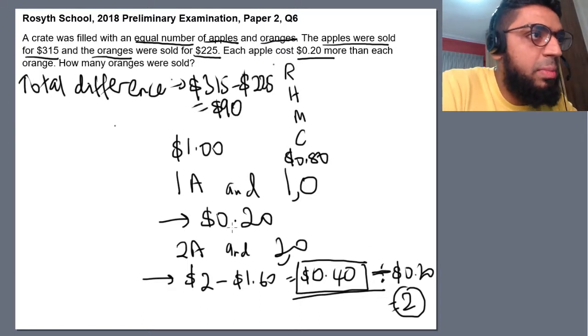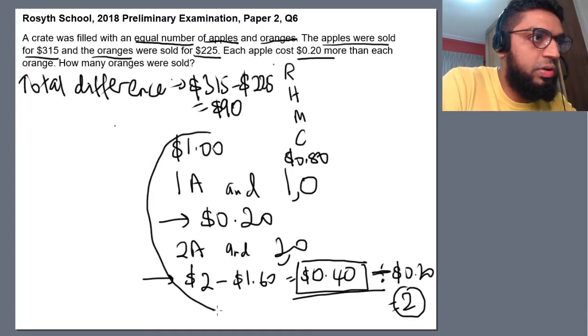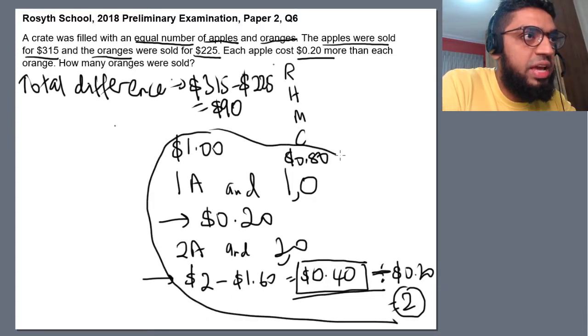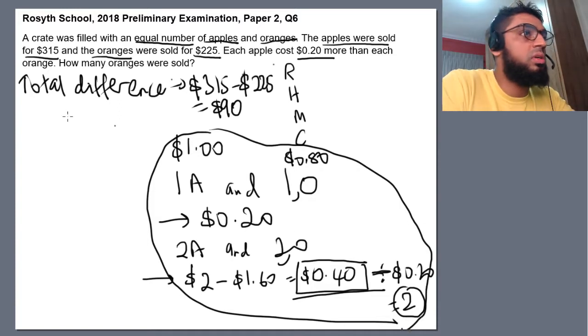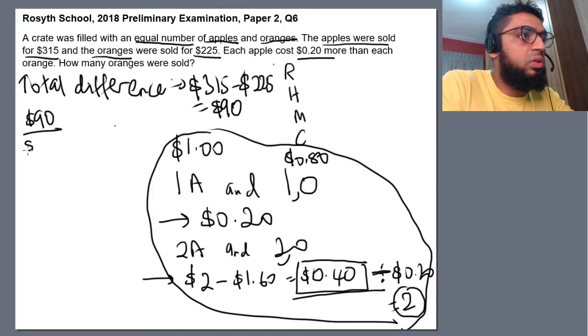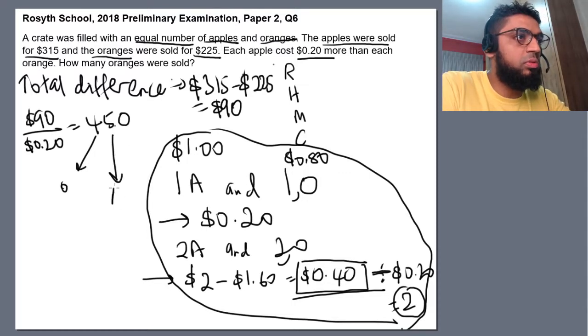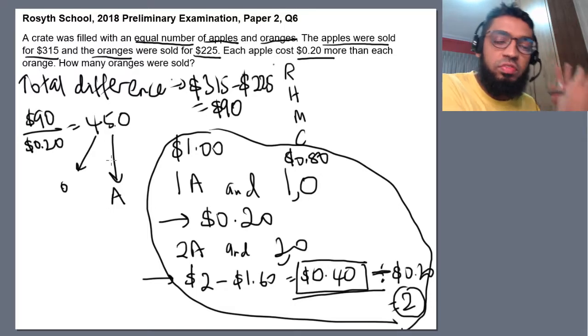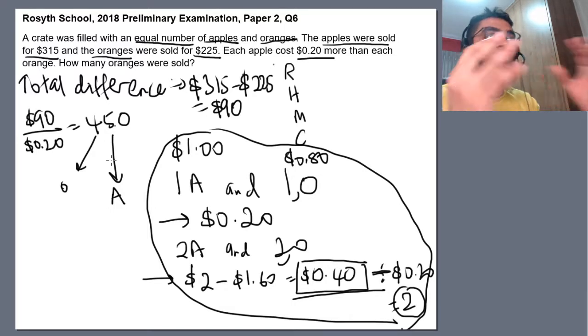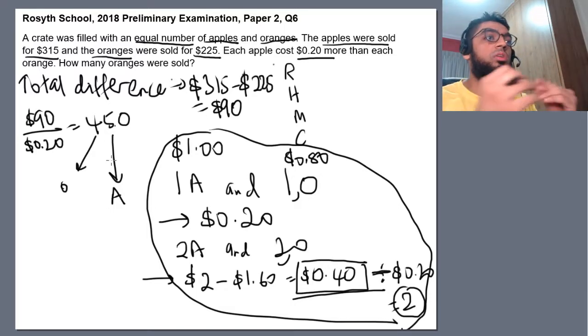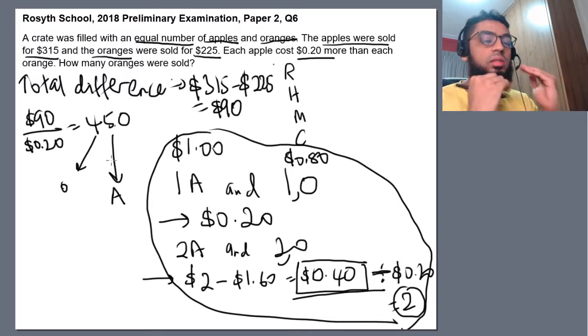And we employ the same method as in this particular example right here. We take that total difference and we divide it by the unit difference. So we take $90 divided by the unit difference, which is 20 cents. This will give us 450, and this 450 represents the total number of oranges sold and also the total number of apples sold separately. So I sold 450 oranges, and separately I sold 450 apples. Why is that so? Because the number of apples and oranges sold are the same.